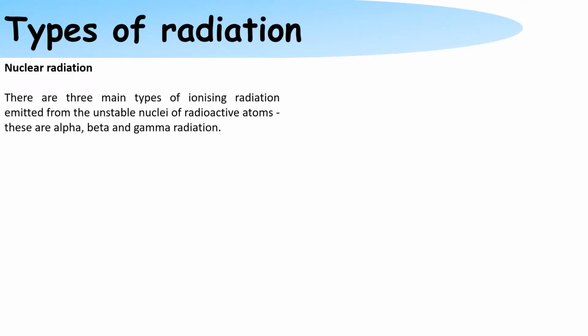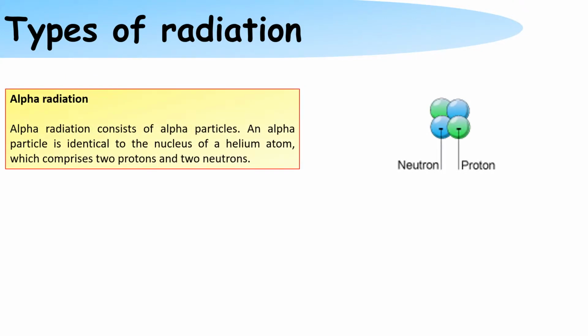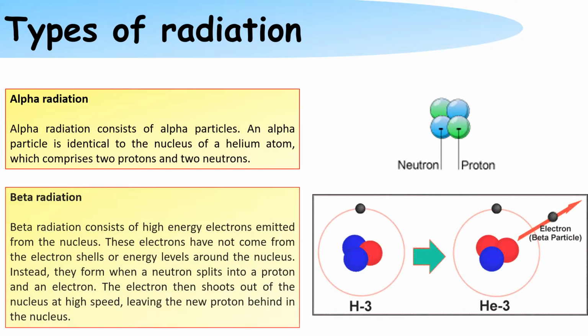There are three main types of ionizing radiation emitted from the unstable nuclei of radioactive atoms. These are alpha, beta, and gamma radiation. Alpha radiation consists of alpha particles that are made up of 2 protons and 2 neutrons. Because protons are positively charged, alpha radiation has a positive charge.